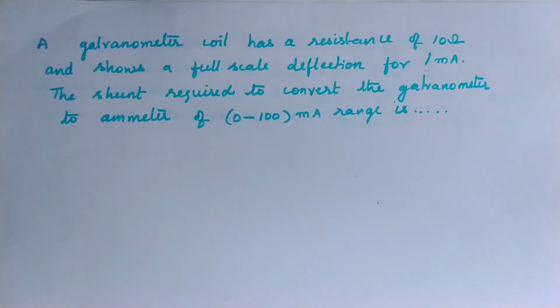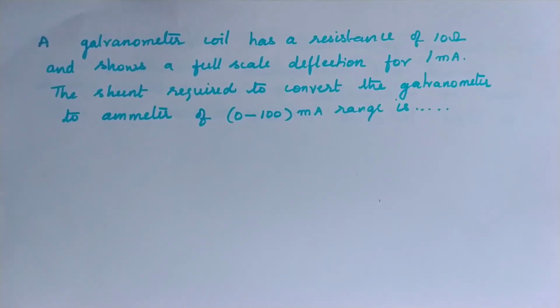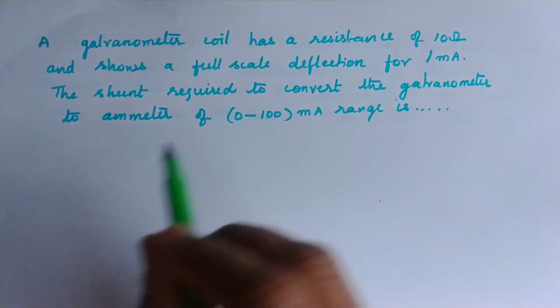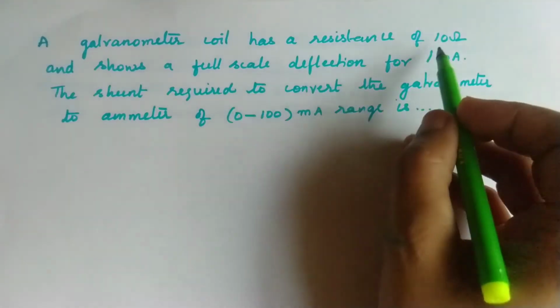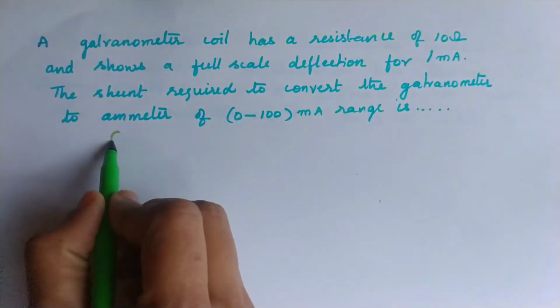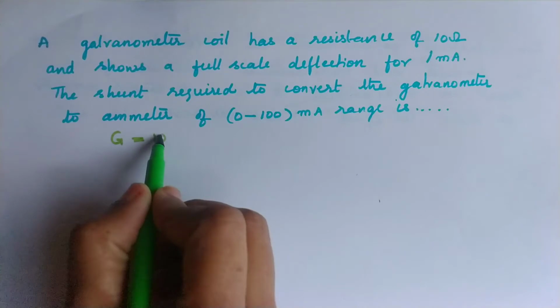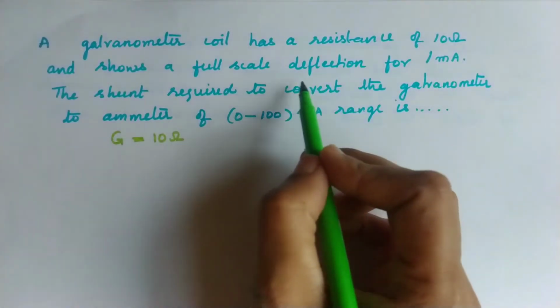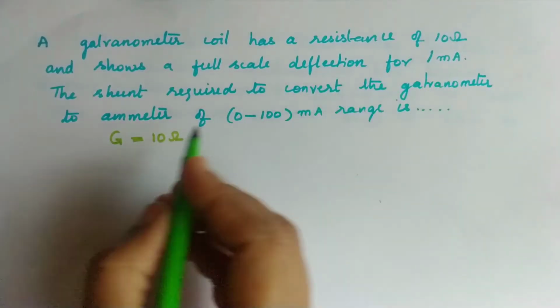Okay, so today we'll be doing numericals related to converting a galvanometer into an ammeter and voltmeter. Look at the first question. A galvanometer has a coil resistance of 10 ohms. First we'll write the given data. Capital G is given as 10 ohms and it gives a full scale deflection for 1 milliampere.